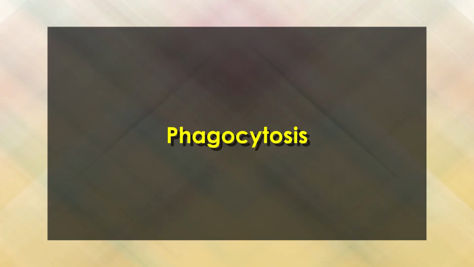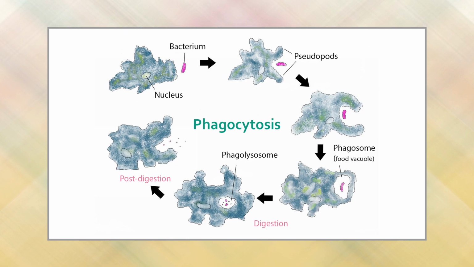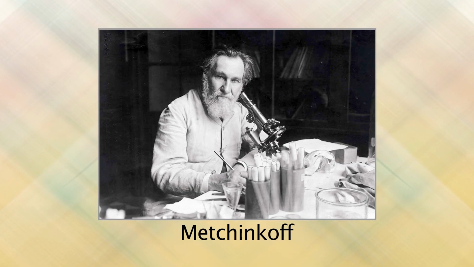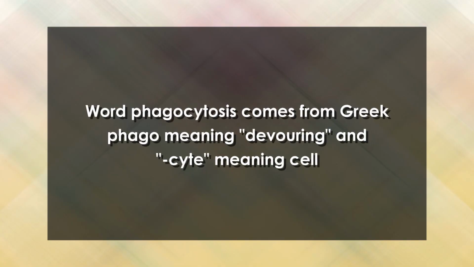Dear students, let us first of all discuss phagocytosis. Phagocytosis, or cell eating, first described by Metchnikoff, is the process by which a cell engulfs a particle and digests it. The word phagocytosis comes from the Greek phago meaning devouring and cyte meaning cell. Cells in the immune systems of organisms use phagocytosis to devour bodily intruders such as bacteria, and they also engulf and get rid of cell debris.